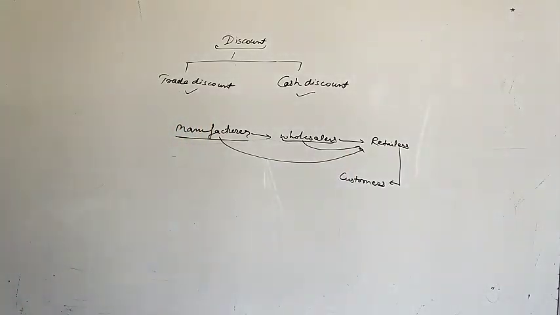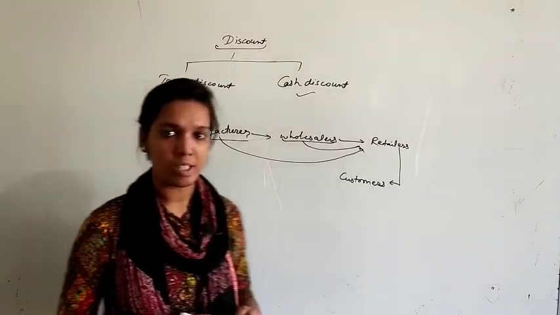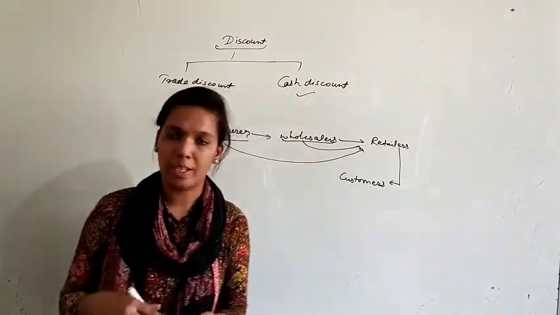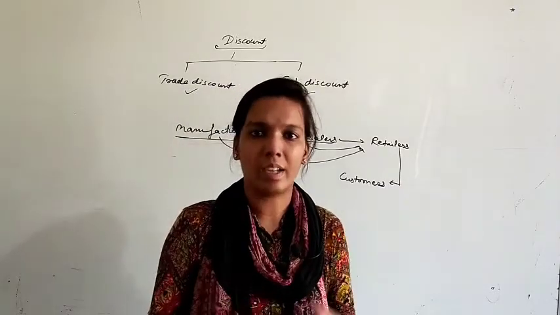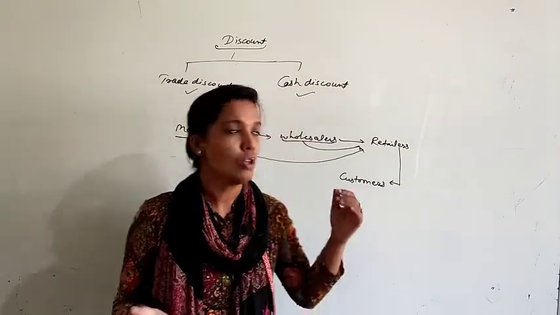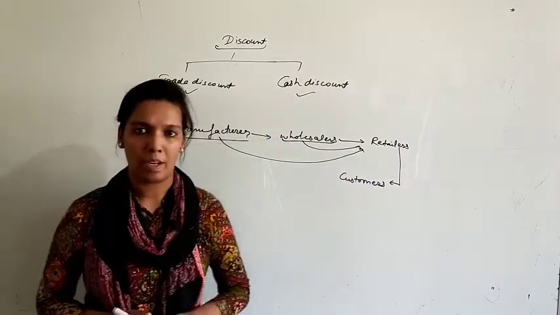But cash discount is allowed if the customer makes the payment immediately or within a fixed period. Cash discount is given to those customers who are paying cash immediately or within a fixed period. Within a fixed period means maybe in 5 days or in 10 days. So that is also where cash discount will be applied.